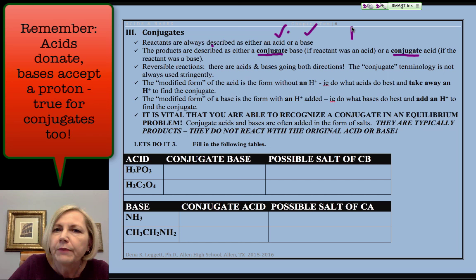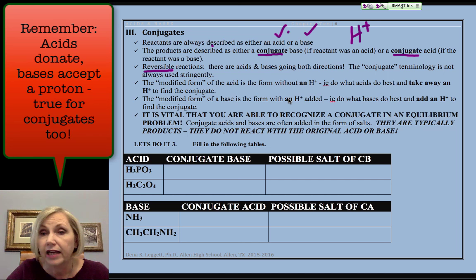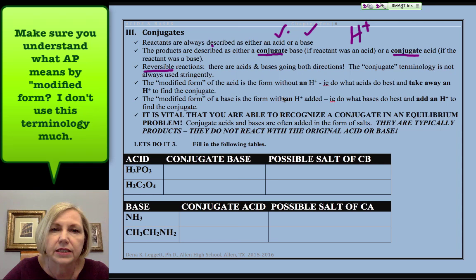Where it gets a little dicey is in reversible reactions. You have acids and bases going both directions. So sometimes the conjugate terminology is not employed. So if it's reversible and they're asking for all the bases, they want to know bases going and bases coming back. All right, so we'll try to note that as we go throughout the unit.